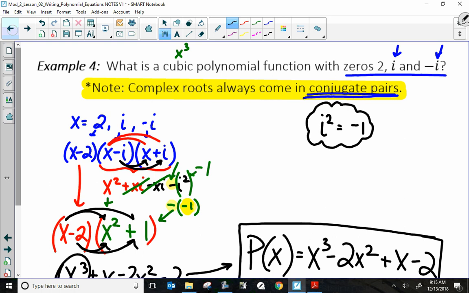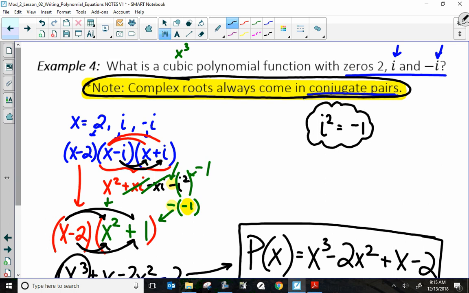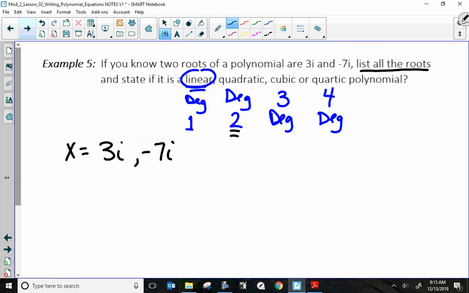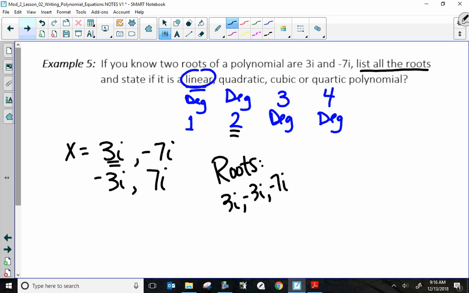But what did we just say right here? We said if we have imaginary or complex roots, the conjugates are also roots. Even if they don't list them, they are testing you in this question to see if you know that. If 3i is a root, that means negative 3i is also a root. If negative 7i is a root, that means positive 7i is a root. So if I want to list all the roots, it's 3i, so I know negative 3i is a root. Negative 7i they give me, I know positive 7i has to be a root. And guess what? Your total roots, and when I say total, I mean both real and imaginary, always equals your degree.